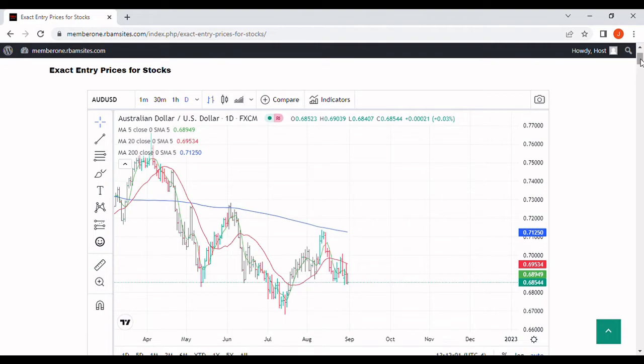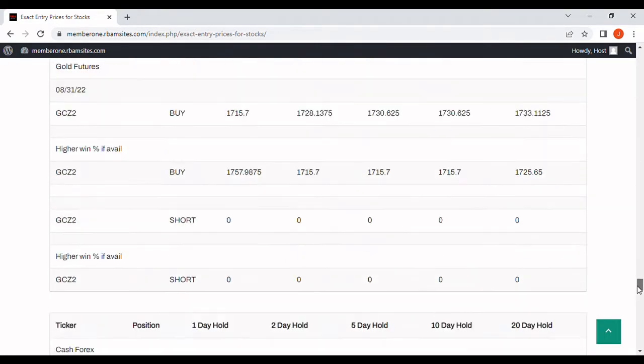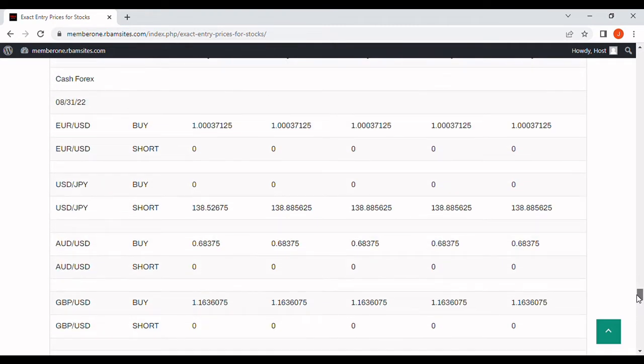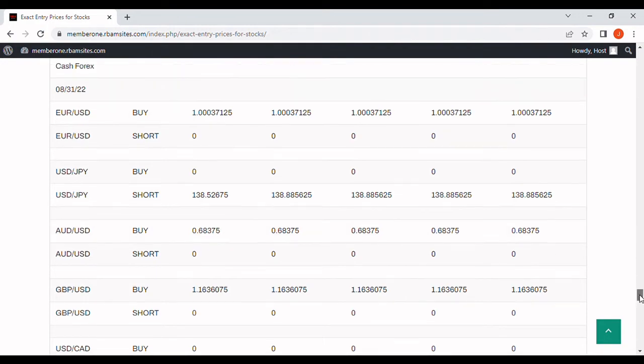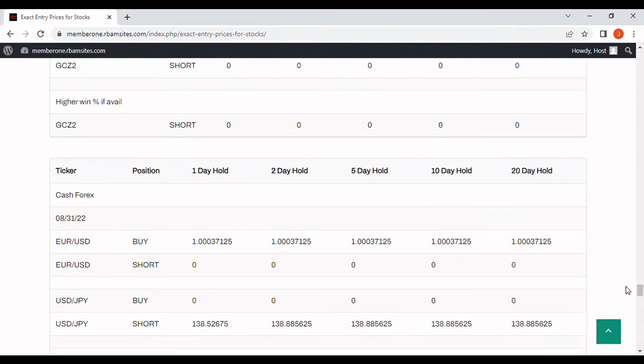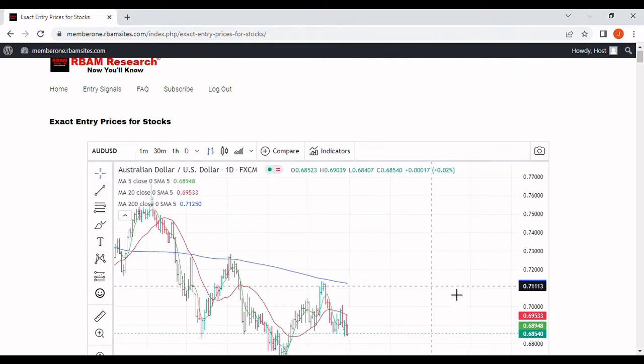We follow AUD USD on our algorithmic trading systems, and let's take a look. We're right here. These come out Monday through Friday before 7 a.m. and they are both either buys or shorts. Today you can see that we've got buy prices, the same one listed all the way across, 0.68375, and that's for 1 through 20-day holding periods. Let's go and see what's going on with this price right this second.